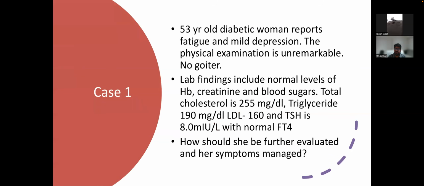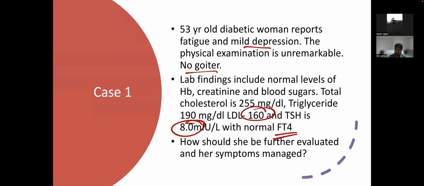So let's take a case over here. A 53-year-old woman reports fatigue and mild depression, and she has no goiter on clinical examination. She comes with triglycerides 190, LDL is 160, right? This is an important nuance point I'd like to discuss. And TSH is 8, and T3, T4, or total T4, is normal. How should she further be evaluated for her symptoms and how would you manage this patient?